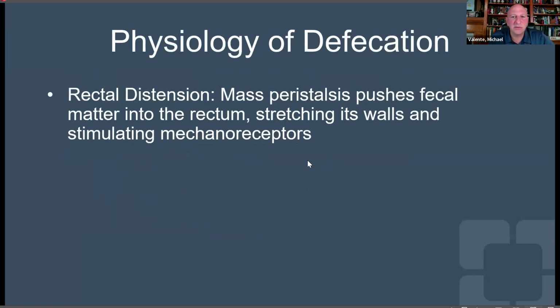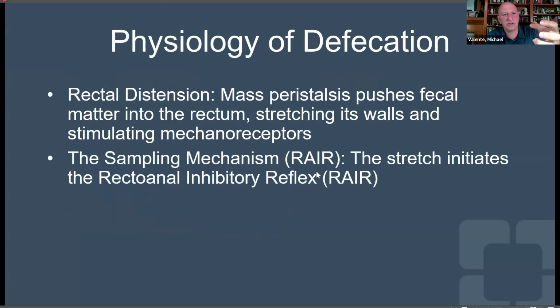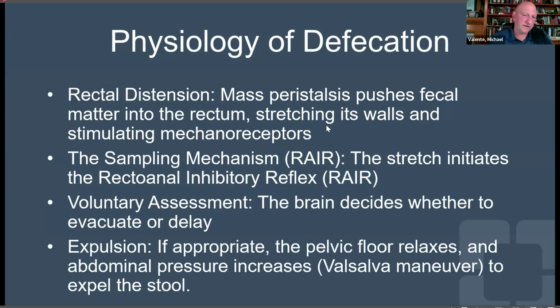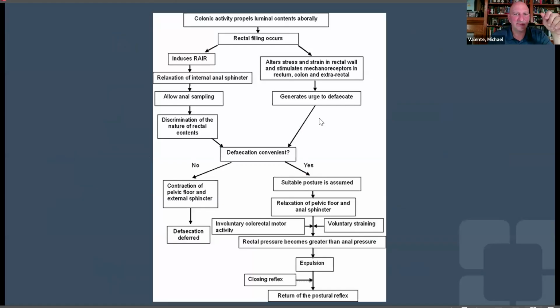So, rectal distension: there's a mass peristalsis that pushes fecal matter into the rectum, stretching the walls, mechanoreceptors, sampling mechanism. The stretch inhibits the RAIR. The brain decides whether to evacuate or delay, and if appropriate, we'll do an expulsion. We'll relax our pelvic floors. We'll increase our abdominal pressure to expel it.